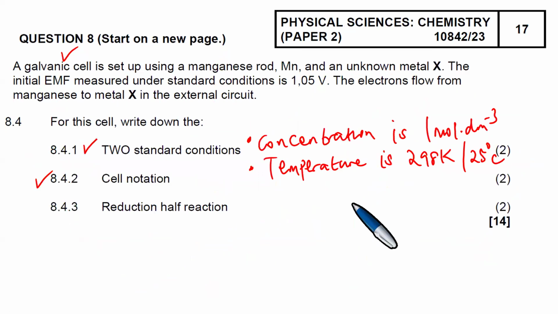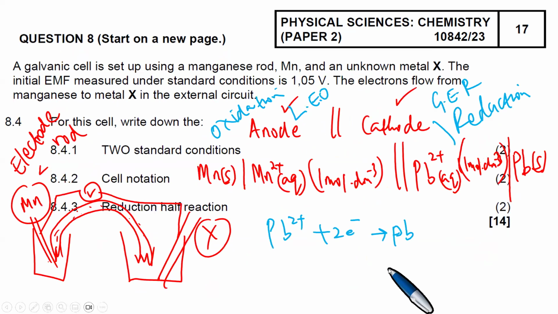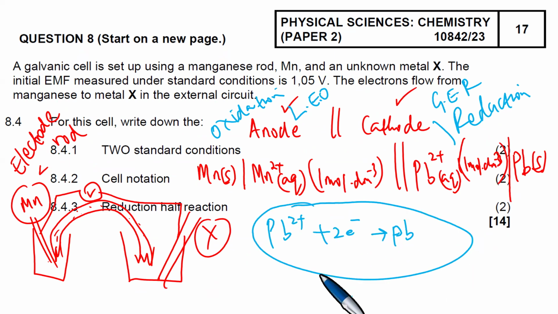And then you'll come here and say that Pb2+ plus 2 electrons will give you lead. And this is the reduction half reaction. This blue one is called the reduction half reaction. We look at the next question.